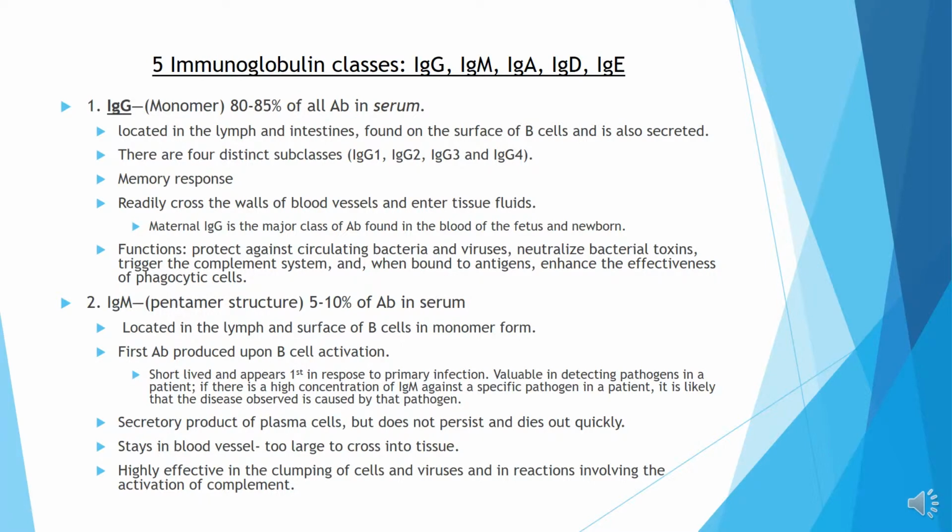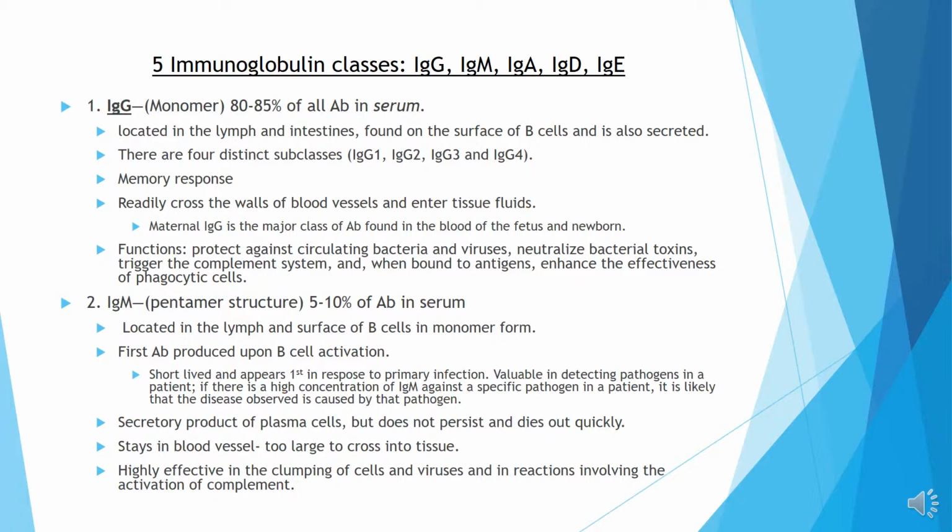Antigen memory response is based in the IgG class, where memory persists for a long time. IgG readily crosses the walls of blood vessels and enters tissue fluids to assist in destruction of pathogens. IgG can cross the placenta, conferring passive systemic immunity to the fetus. The maternal IgG is the major antibody class found in the blood of a fetus or a newborn. The function of IgG is to protect against circulating bacteria and viruses, to neutralize bacterial toxins, to trigger the complement system, and when bound to antigens, enhance the effectiveness of phagocytic cells.